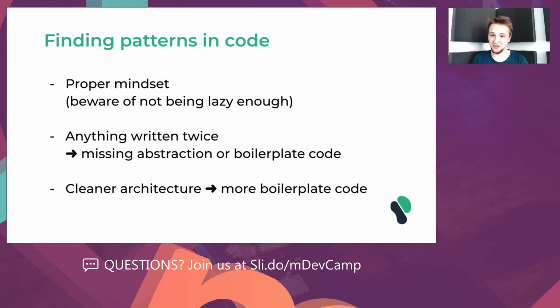This is why we created GenGen, and it is all about how lazy you actually are. Well, productively lazy. The way I like to think about it is that anything that is written twice indicates either a missing abstraction or boilerplate code. And then there is this issue with clean architecture: the cleaner it gets, the more boilerplate code it usually introduces, which is a nice and not nice thing, essentially, but I will touch on that a little later.